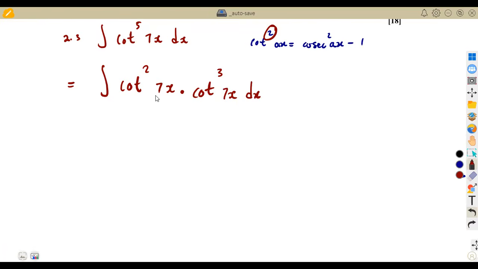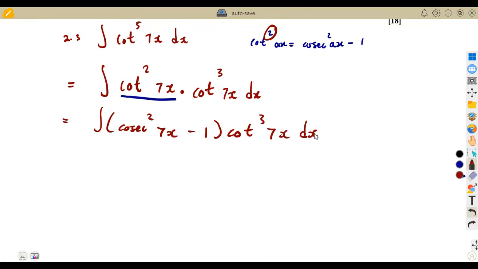So at this stage, this can be taken to be equivalent to cosec squared because we have an equivalent identity for that. So we can substitute that as cosec squared. So this is going to be cosec squared ax, which is our a, there's 7. So it's going to be 7x minus 1. Close the bracket. That will be cot to the exponent of 3 7x with respect to x.